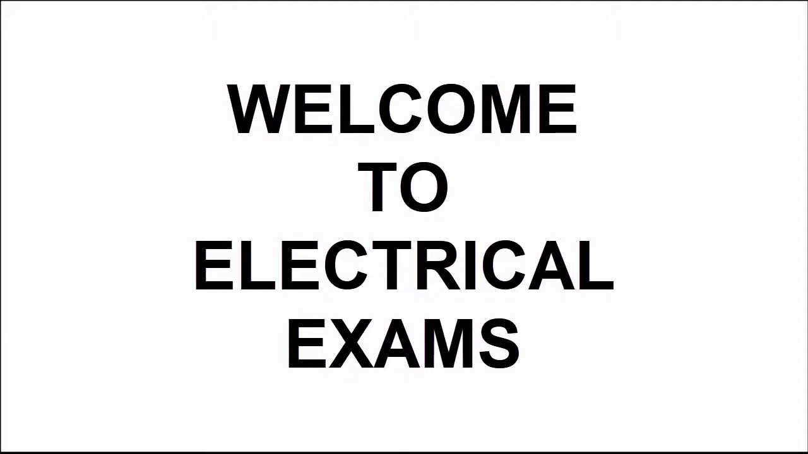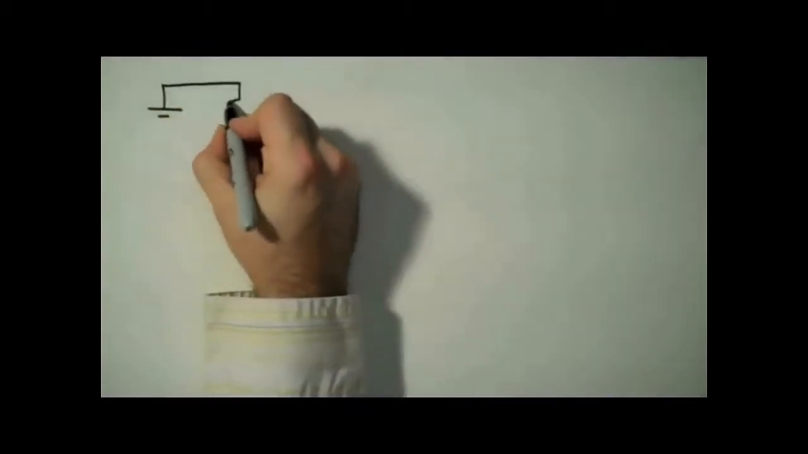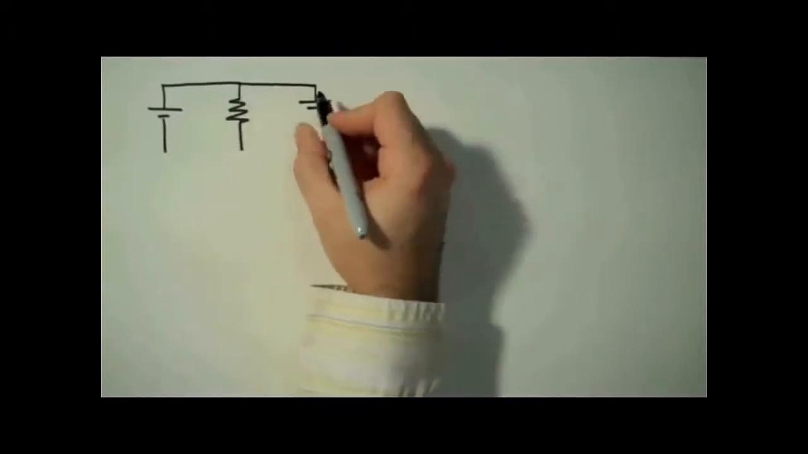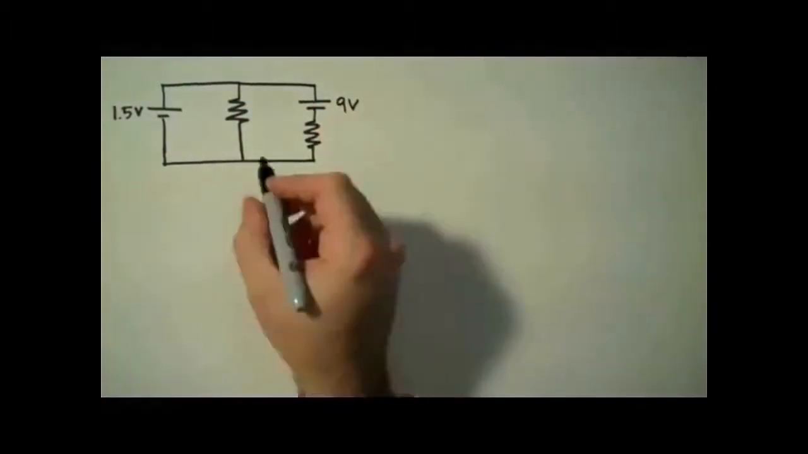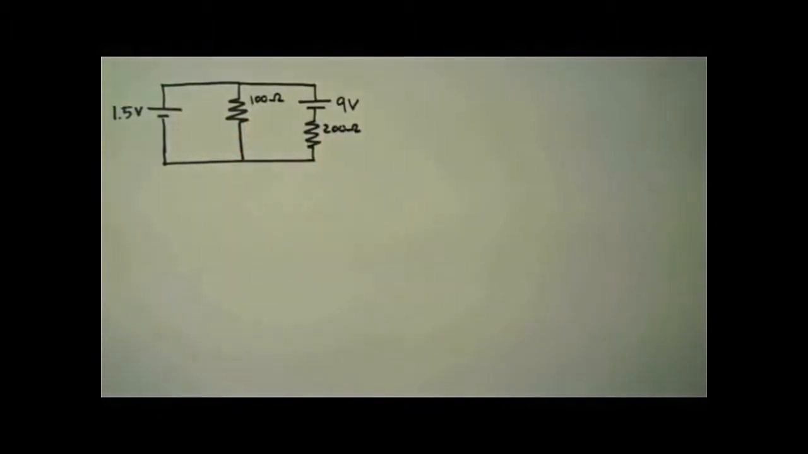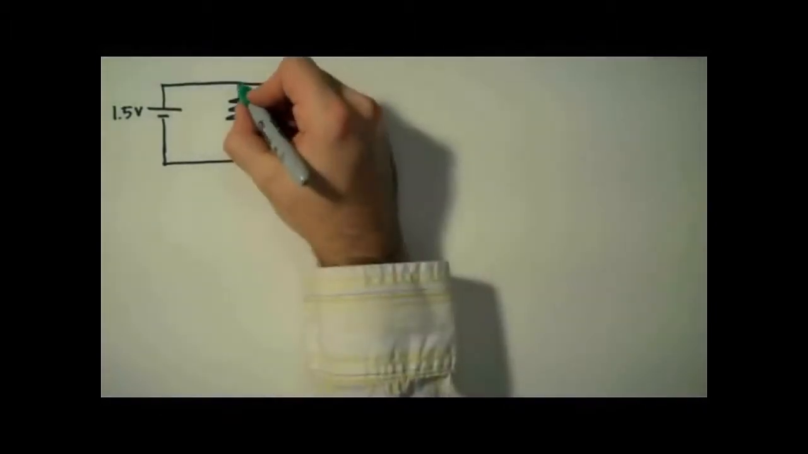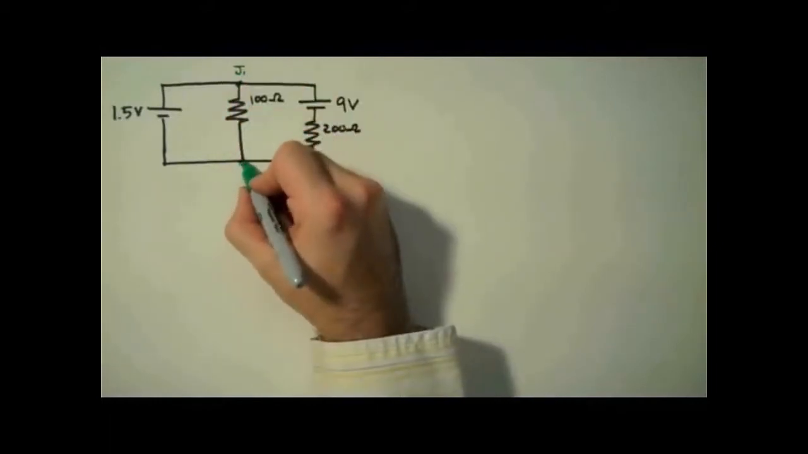Hello everyone. For this edition, we're going to use Kirchhoff's rules to analyze a circuit. Specifically, we're going to determine the current through, the voltage across, and the power dissipated by the two resistors that you see here.